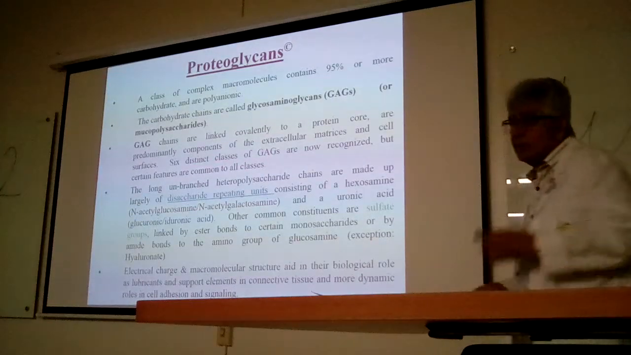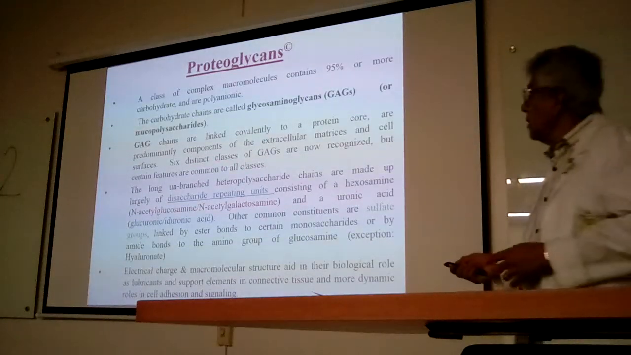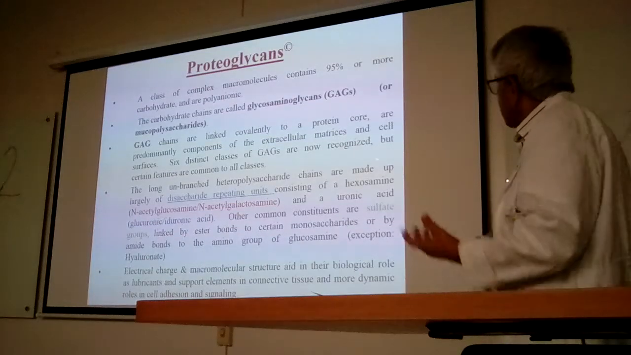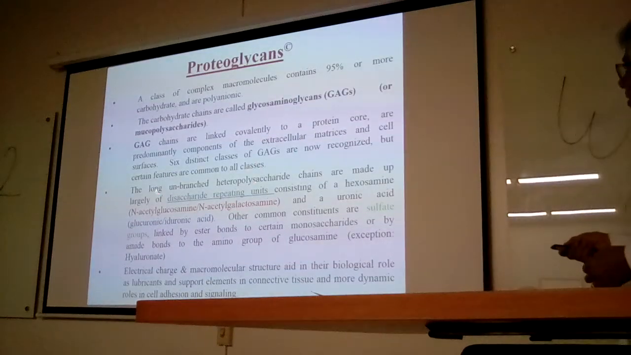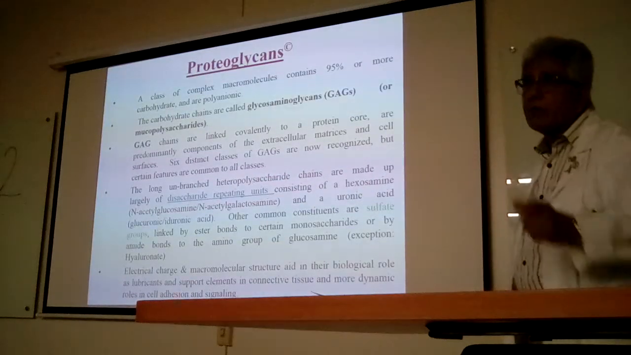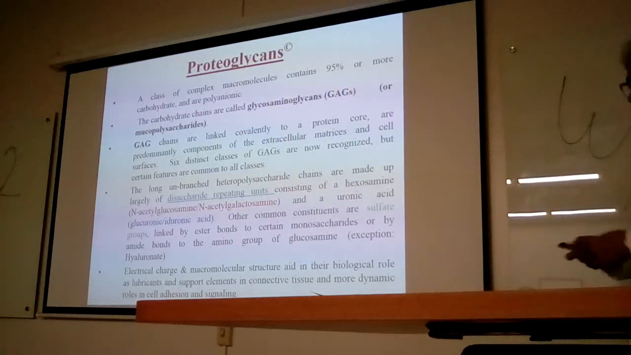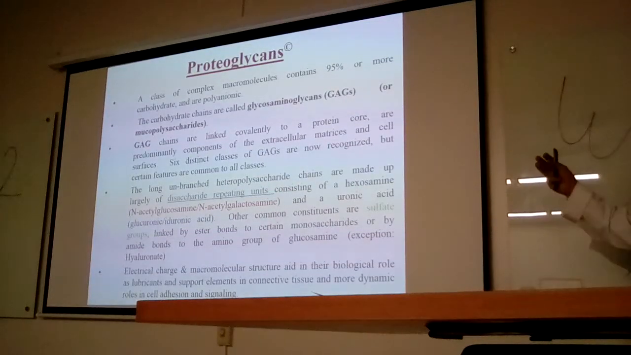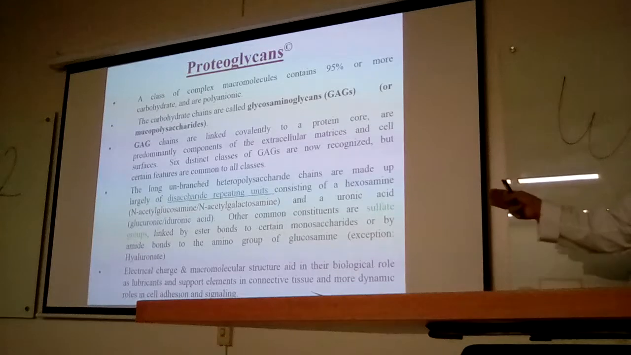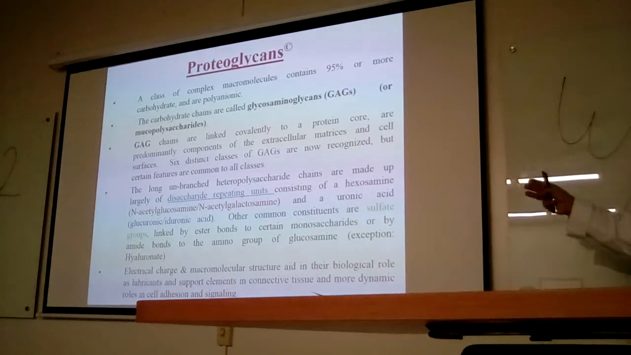There are 6 distinct classes of GAGs recognized at this moment. They are long unbranched heteropolysaccharides made up of 2 sugars, repeating disaccharide units. It repeats X number of times. The length obviously varies, and somebody controls the length. You don't know who does it, but it does.